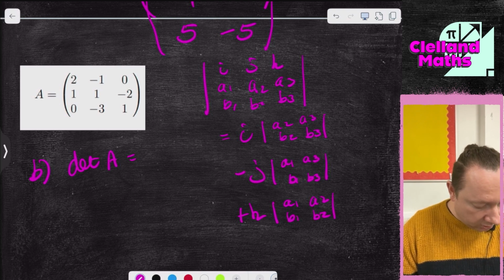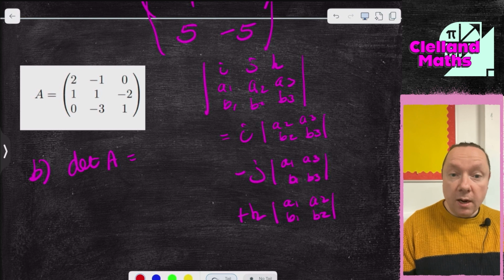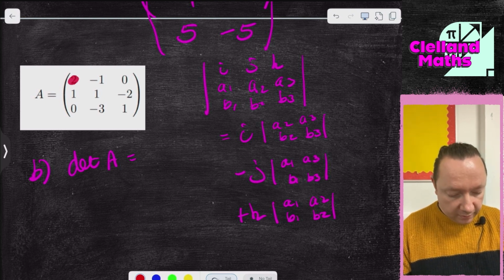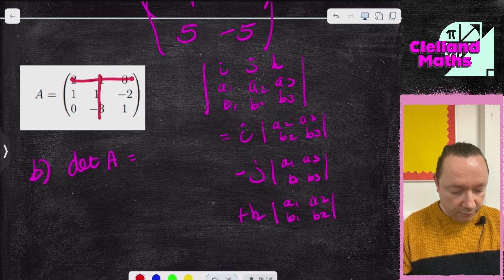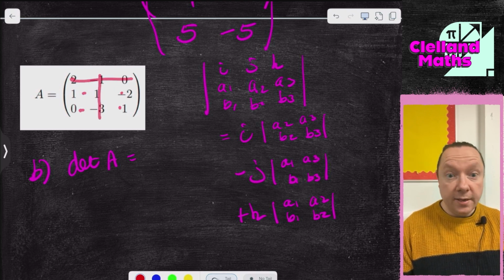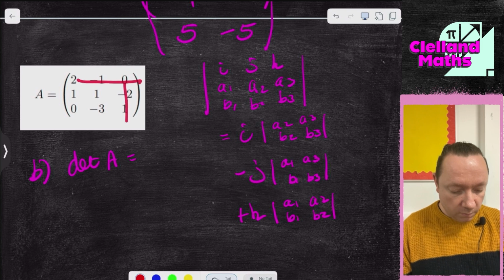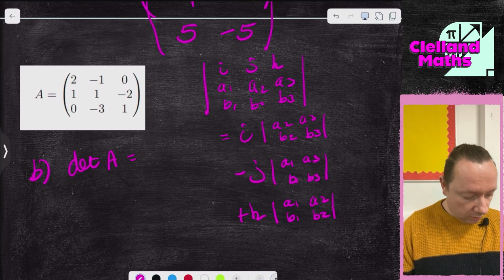Now, if you've done much practice on this, you'll realise there's a pattern to this, and essentially the pattern is, it's this, then you delete the row and column, and it's times by the determinant of what's left. Then always minus the next one, delete the row and column, times what's next, and then the last one, delete the row and column, and times by what's left. So that's what I'm going to do there.